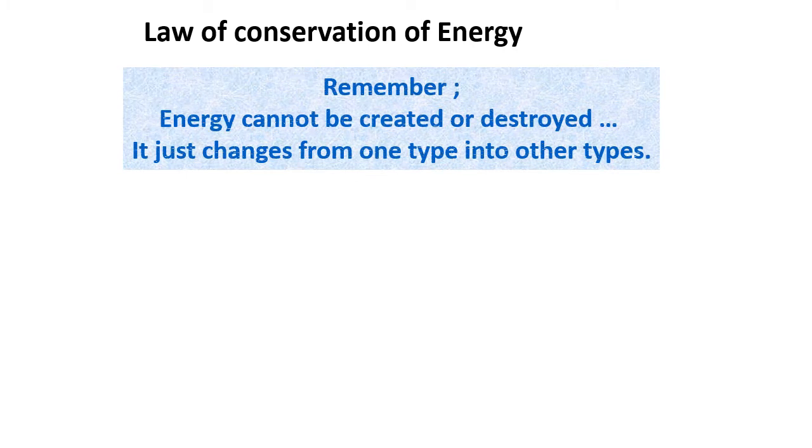So what was the law of conservation of energy? Energy cannot be created or destroyed, but it can be transferred from one form to another form. It is important to understand that you cannot create energy, and you cannot finish energy. Whenever something is happening and energy is being transferred from one form to another, the total energy of the system remains constant, remains conserved.